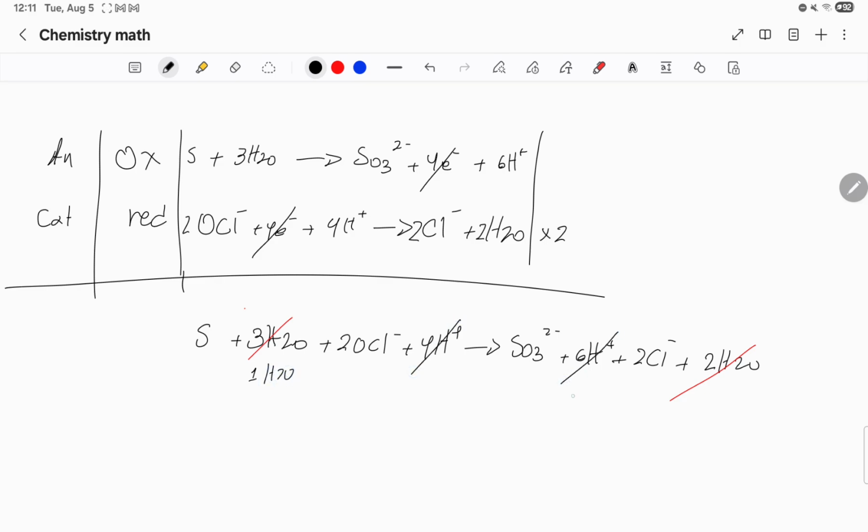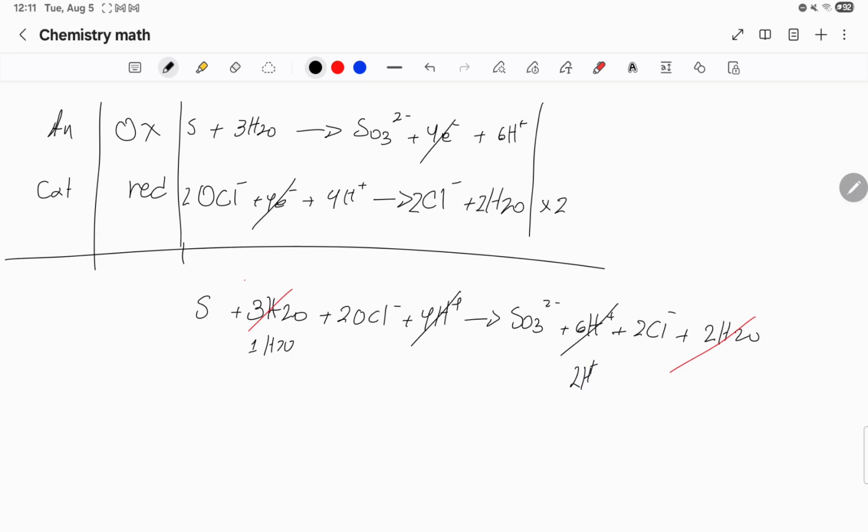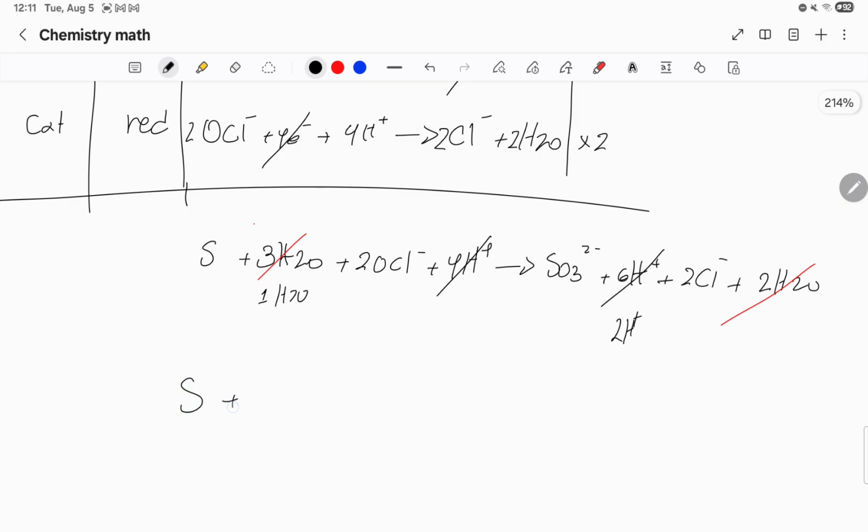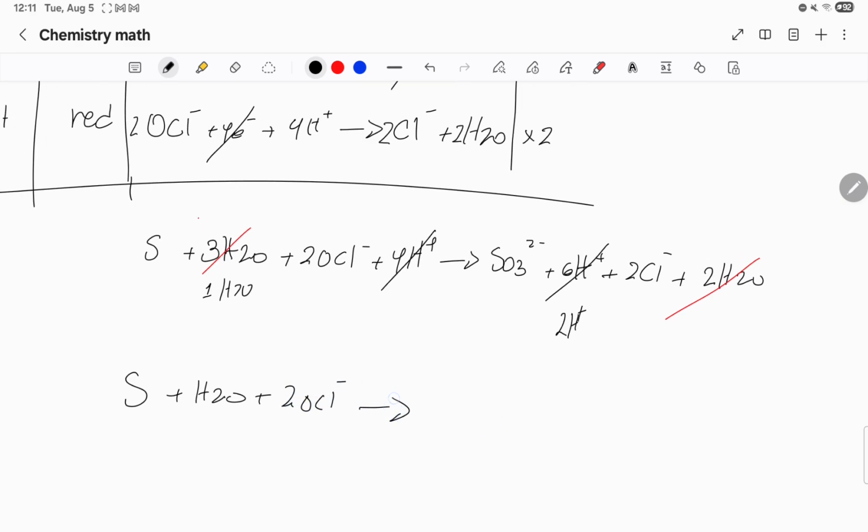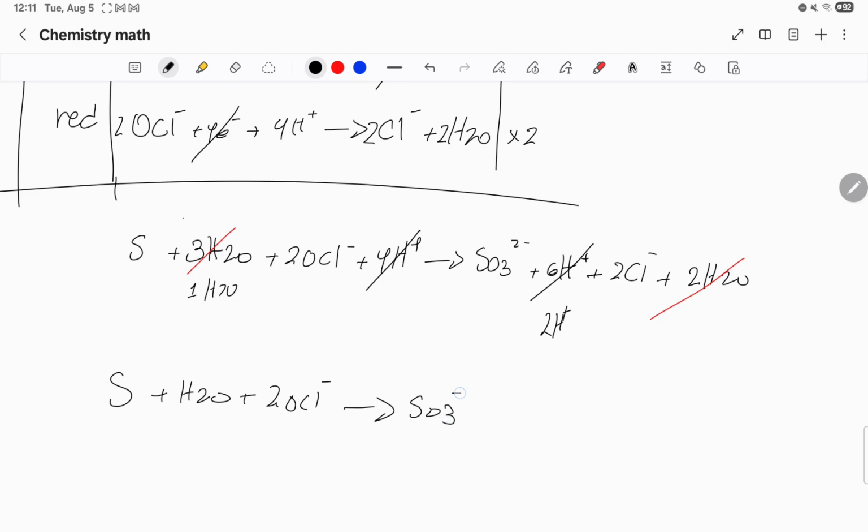4 protons here, 6 here. I'm left with, let's see, how many am I left with? 2 protons. Okay, and so let's continue this. So S plus 1 water plus 2 OCl minus equals SO3 2 minus plus 2 protons plus 2 Cl minus.